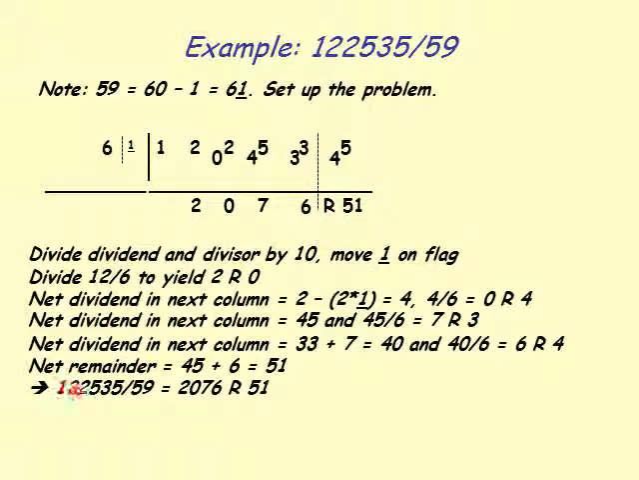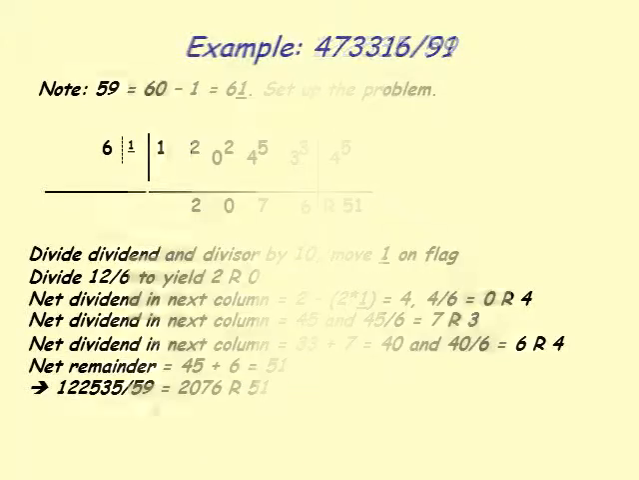And that means that 122535 divided by 59 is 2076, remainder 51. Let's do another example here.